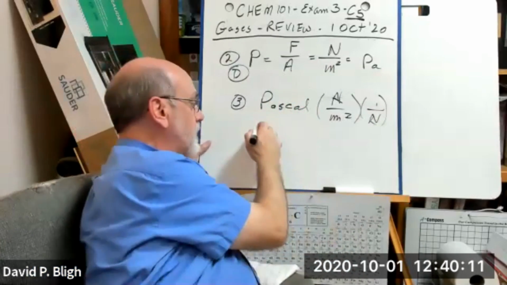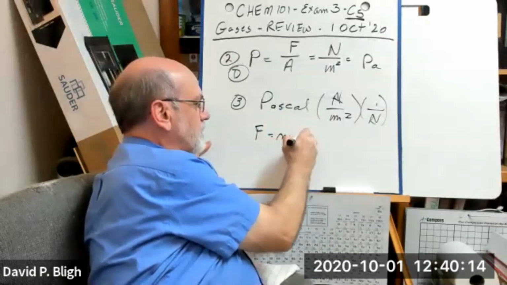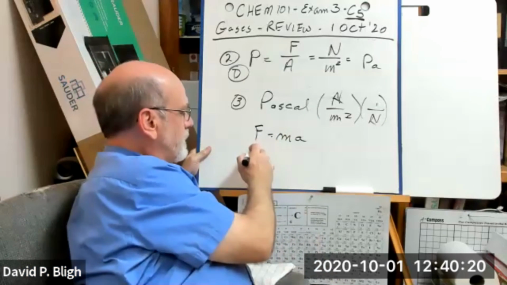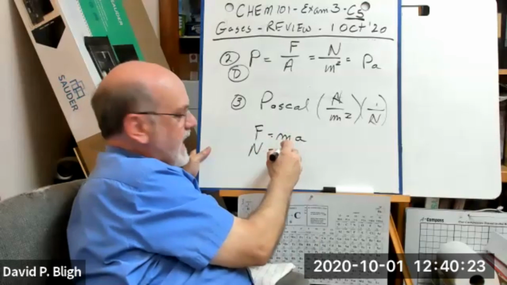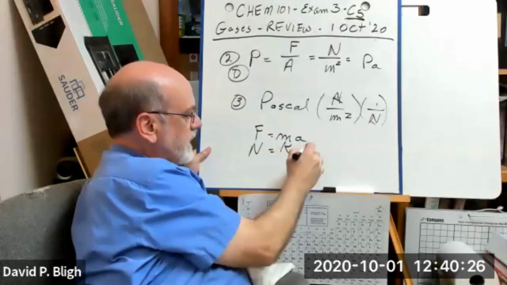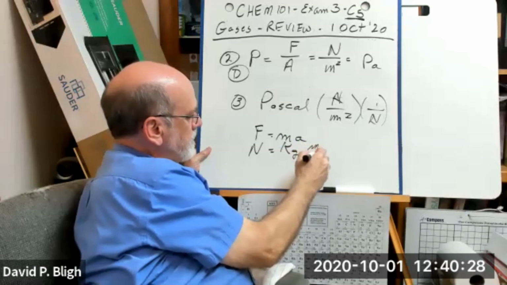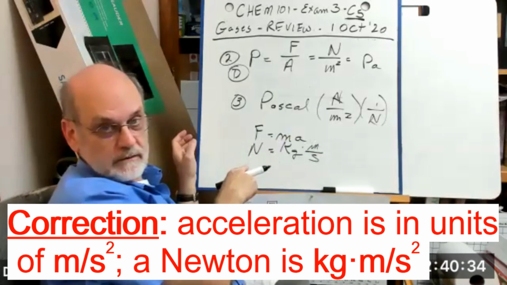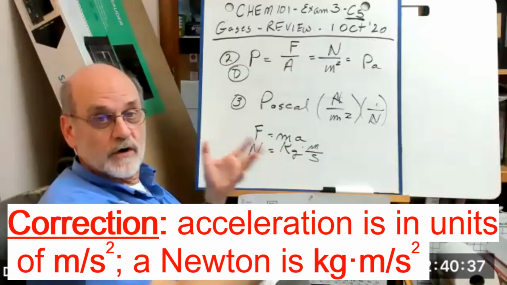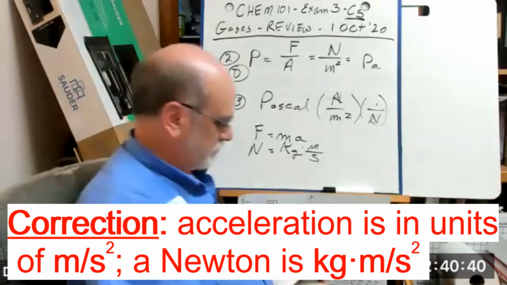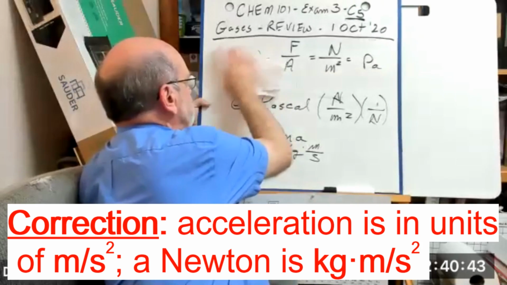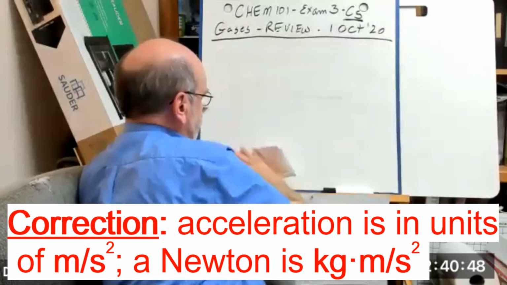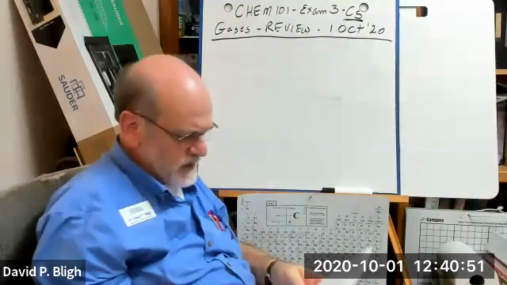I went through that before. The Newton is derived from Newton's second law of motion. And if Newton is the force, then we have mass in kilograms and acceleration in meters per second squared. So kilogram meter per second squared is a Newton, in case you need to cancel something where Newton is part of the calculation. Okay, so that takes us through number 3.